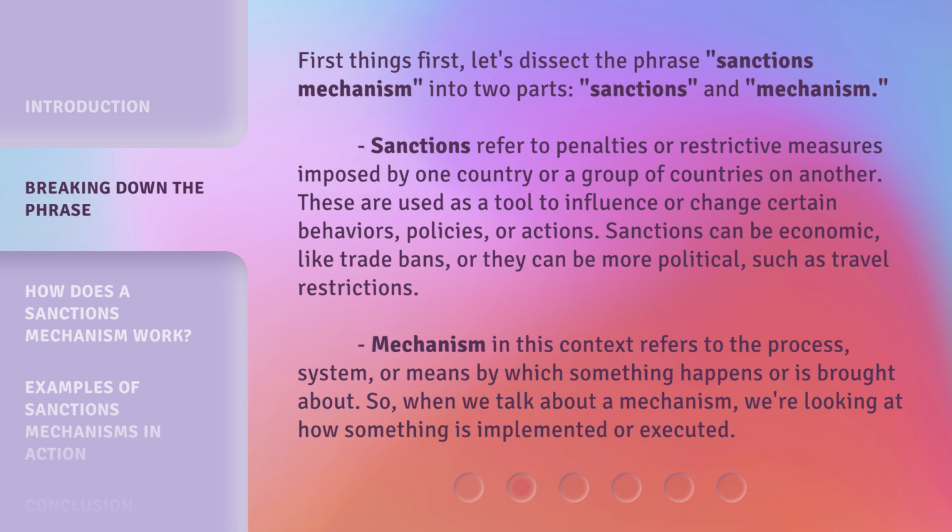First things first, let's dissect the phrase sanctions mechanism into two parts: sanctions and mechanism. Sanctions refer to penalties or restrictive measures imposed by one country or a group of countries on another. These are used as a tool to influence or change certain behaviors, policies, or actions. Sanctions can be economic, like trade bans, or they can be more political, such as travel restrictions. Mechanism in this context refers to the process, system, or means by which something happens or is brought about. So, when we talk about a mechanism, we're looking at how something is implemented or executed.